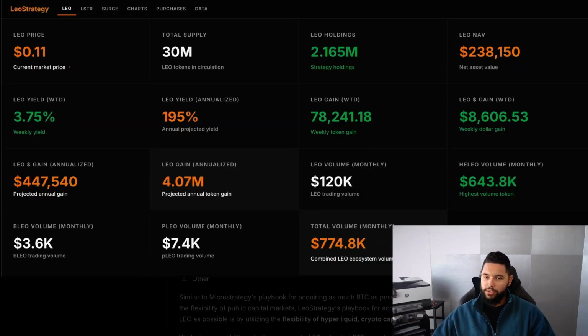So as you can see on the screen, and again, you can pull up the blog post and read along while I talk if you want. This first screenshot shows a LEO page on this LeoStrategy analytics app.